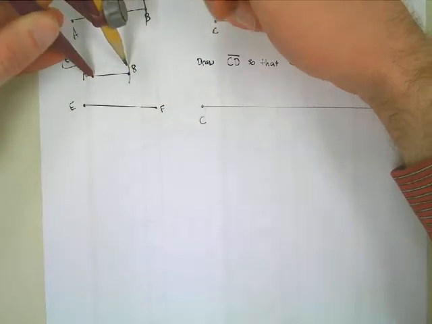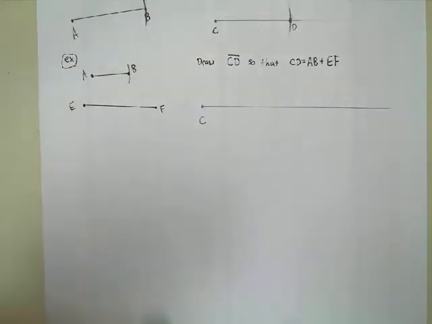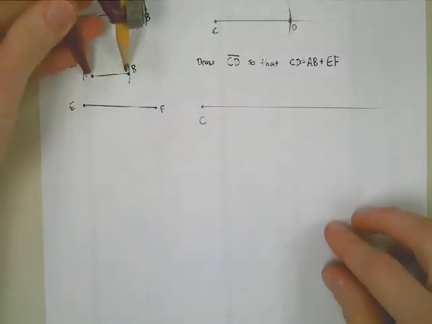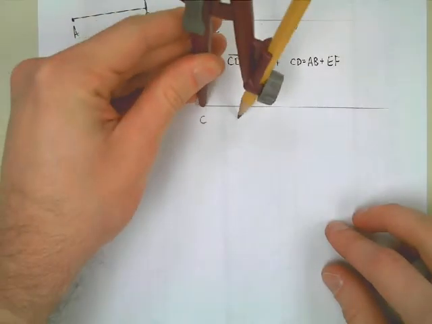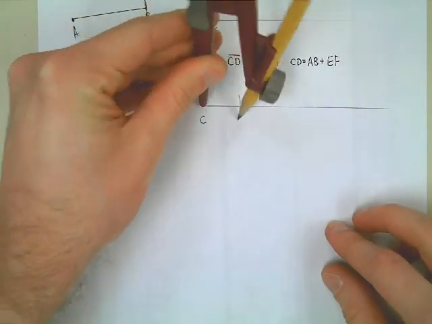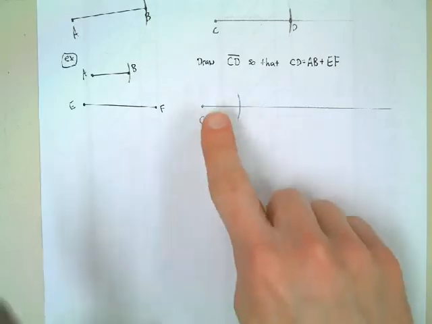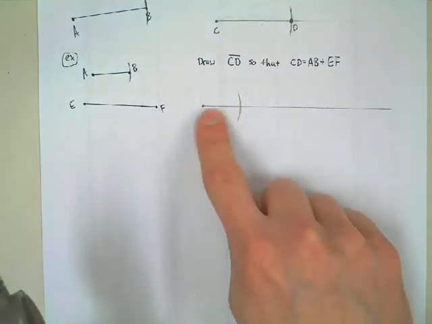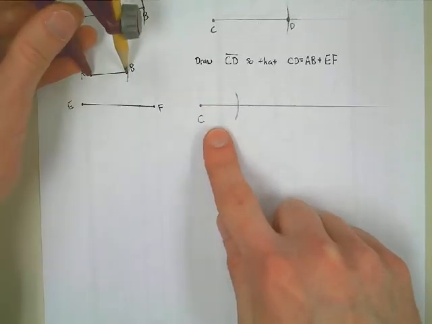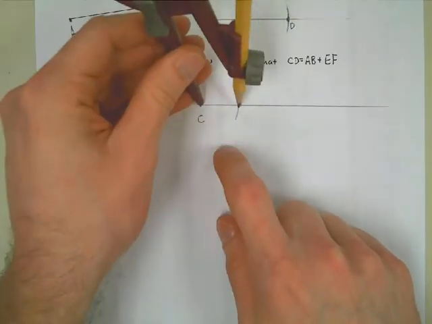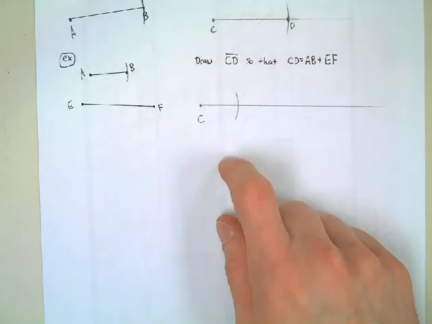All right, and so now we've measured AB, and what are we going to do with that now? Yep. Keep the same opening, and we'll just swipe there. And so now what we've done is we've copied the length of AB. That was AB there. We're copying it to right there. So we swiped there to get that measurement, and we swiped here to get that measurement. Okay? So far, so good?